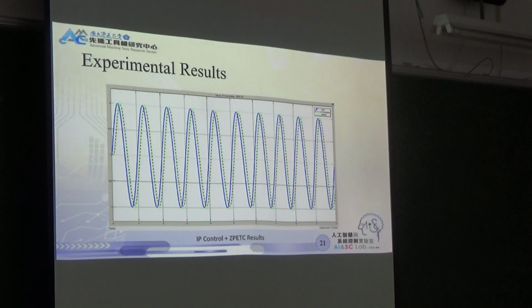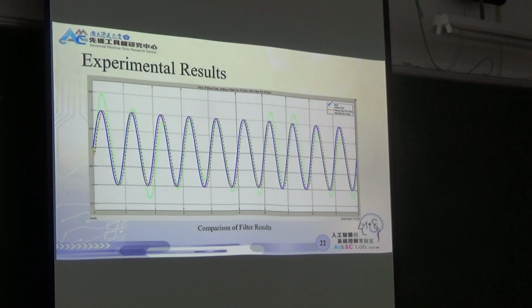So we can see the ZPETC can reduce the phase lag in this case. And next, I add the disturbance and the noise in this parameter. And the green one is the no filter output, and the red one and yellow one are with the filter added.